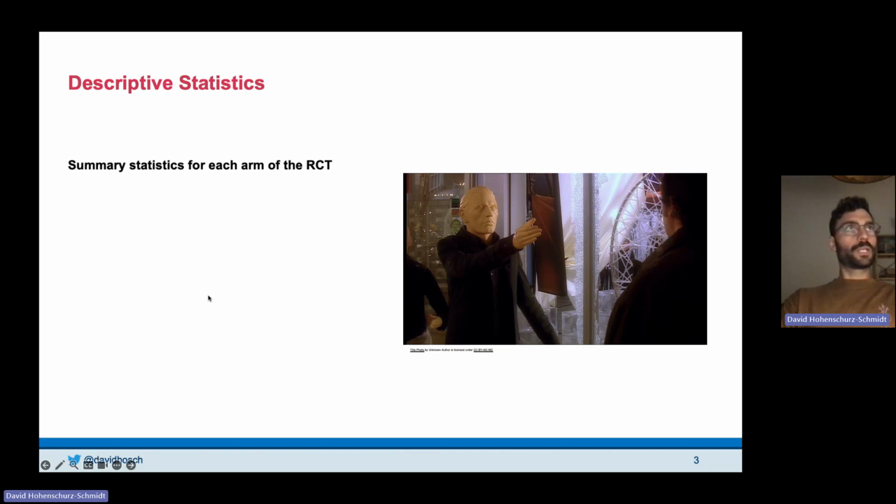What we're really interested in are summary statistics for each arm of the randomized controlled trial. And you want to know that before presenting any results. That's important for 2 reasons. First, that the reader knows who the participants were, on which the treatments were tested, and to whom the results apply. So really the who question.